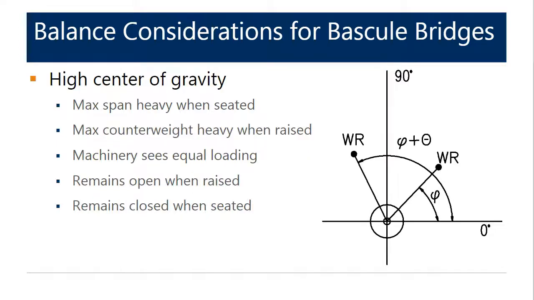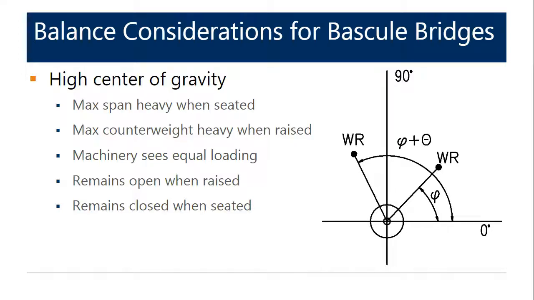The second school of thought is to have a higher center of gravity. This also results in the maximum span-heavy balance condition when the bridge is fully seated, and it results in the maximum counterweight heavy balance condition when the bridge is fully raised. Under this balance condition, the machinery sees equal loading when opening and closing. And the bridge will tend to remain open when raised and remain closed when seated. Ultimately, though, it's up to the owner.